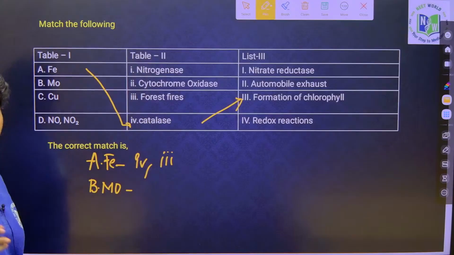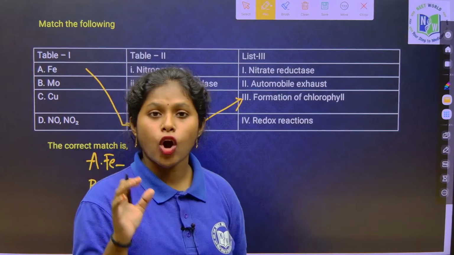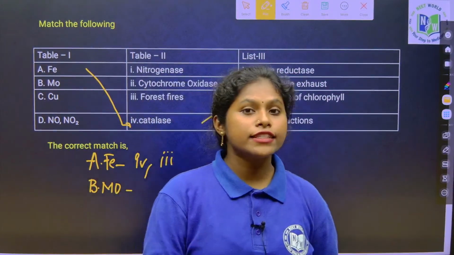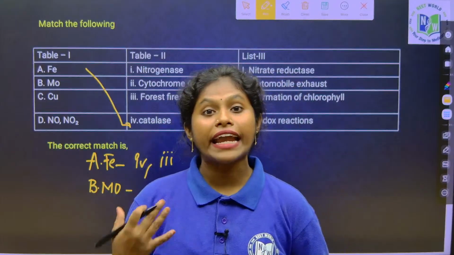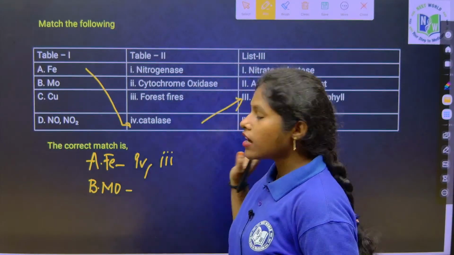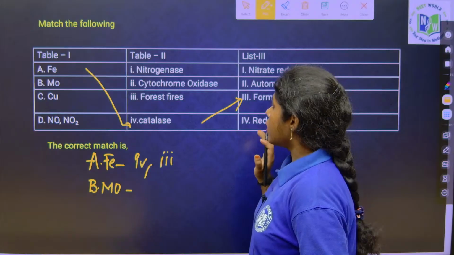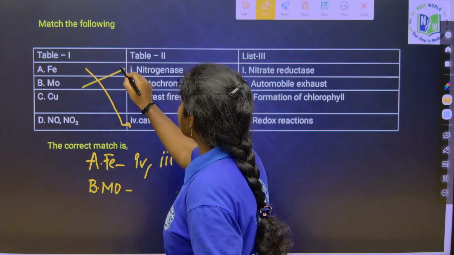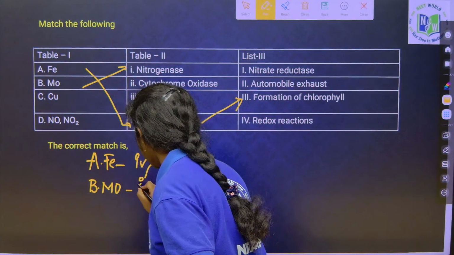For the molybdenum, what do we know? It is a main important component for the nitrogenase enzyme, and it is also an important cofactor for the nitrate reductase. Right? Let's see whether the options are there in it or not. So molybdenum is the nitrogenase. Here the first option is correct.